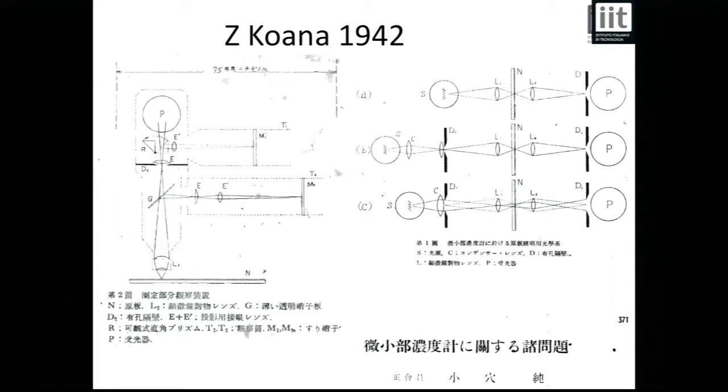But from what I understand, this paper doesn't really describe a complete microscope where we're scanning and actually producing an image. It's just looking at isolated points and making measurements. So, 1942, Koana.